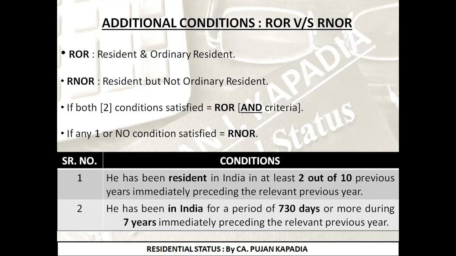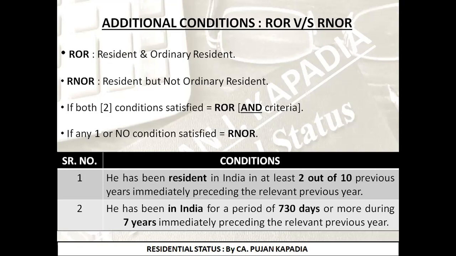Okay, now let's take a look at the table below, which is the most important part of this particular slide. These are your additional conditions. Let's check out condition number 1. It is written over here: he has been resident in India in at least 2 out of 10 previous years immediately preceding the relevant previous year. So what they're trying to say is, if I'm calculating the residential status for the year 2019-20, then I'm not going to check 2019-20, but I'm going backwards for the 10 years.